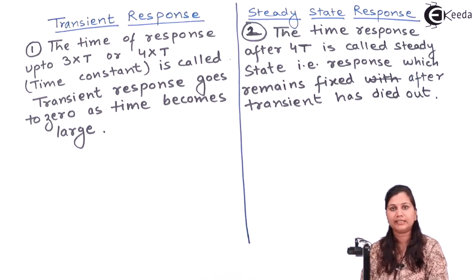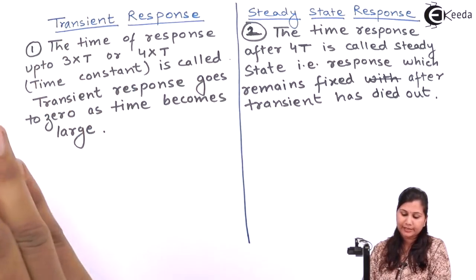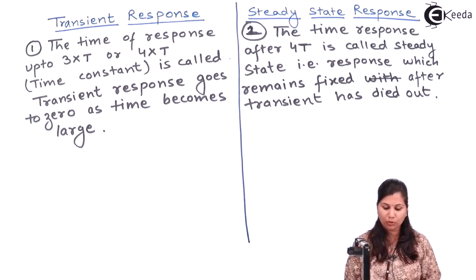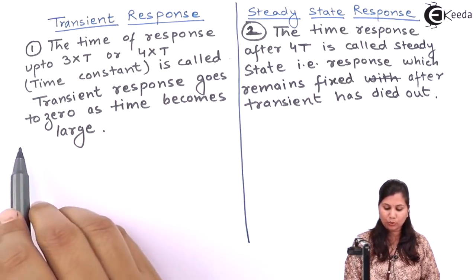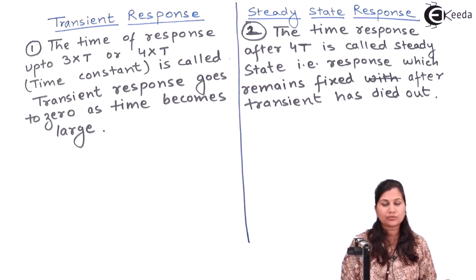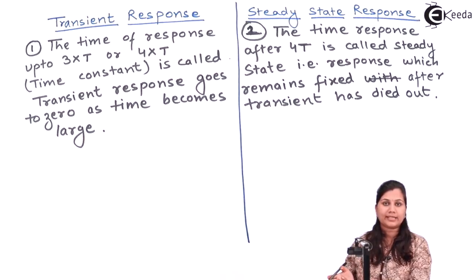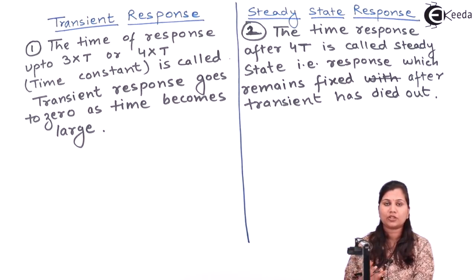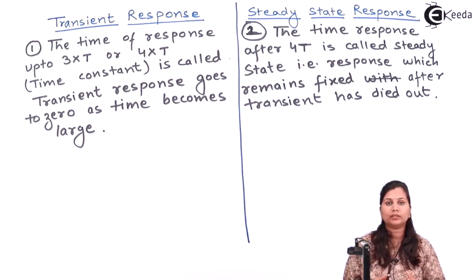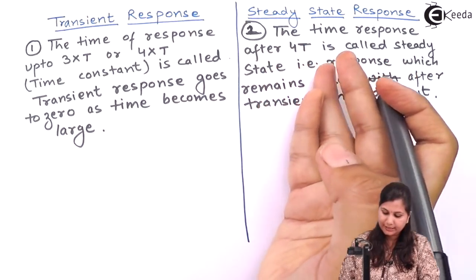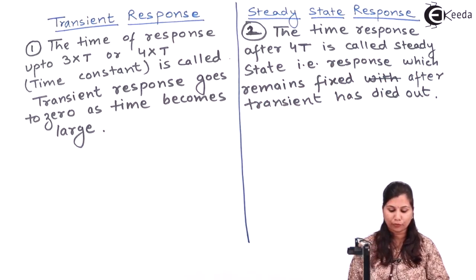Okay, we have seen in the figure that the transient response starts from the initial state, that is from 0, and it goes up to the final state or the steady state, that is the state where the system has achieved a fixed response. Okay, and the steady state is the time response after 4T.